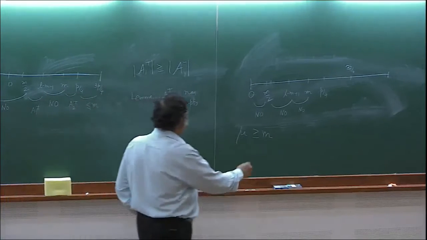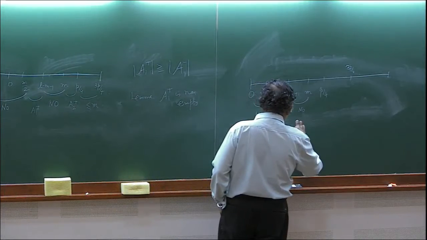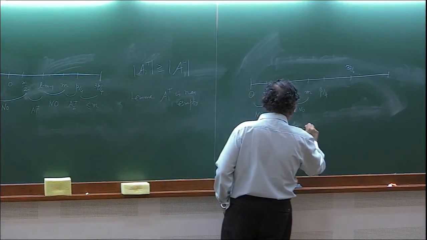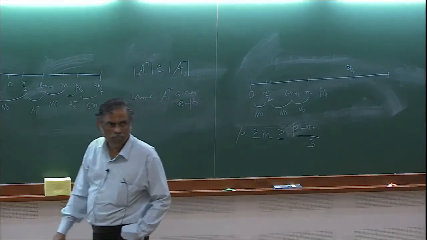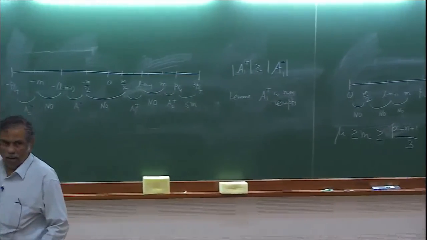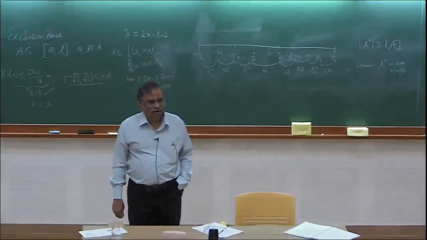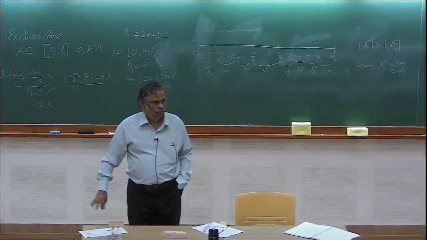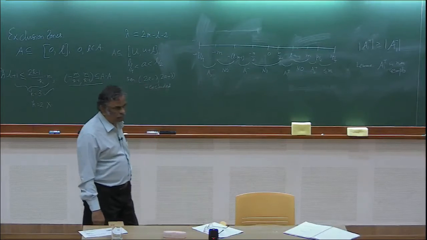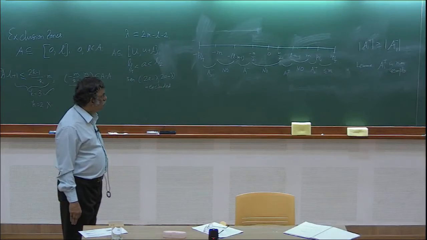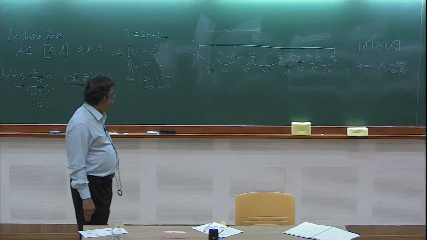But m one can easily check to be bigger than or equal to p minus n plus 1 over 3. And yesterday we verified that if mu is bigger than p minus n plus 1 over 3, then already we are through. Then mu is bigger than n itself. And therefore that proves the result. Okay?